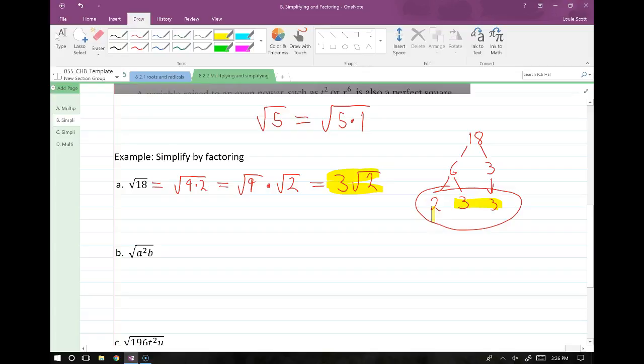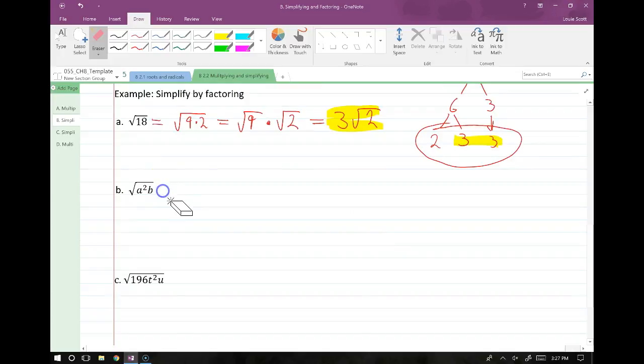If you do the factor tree with a 2 and a 9, the 9 is 3, 3, and 2. You'd end up the same way. Factor tree, it doesn't matter how you do it.